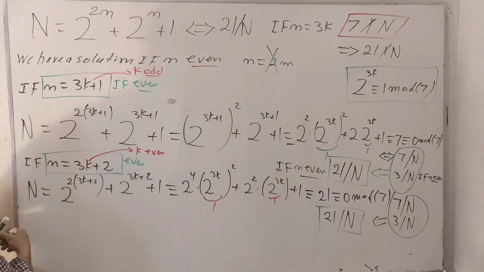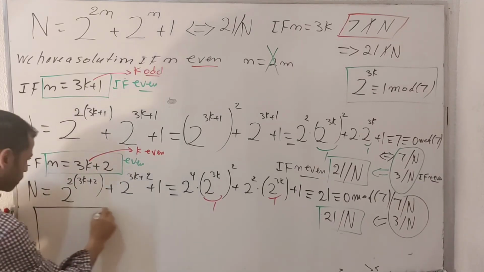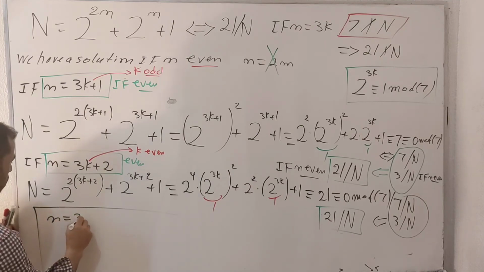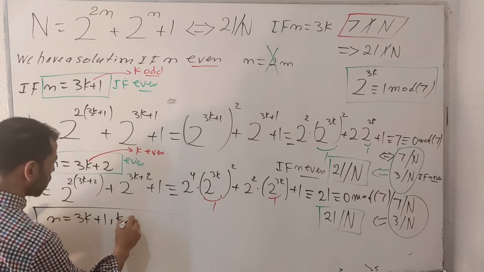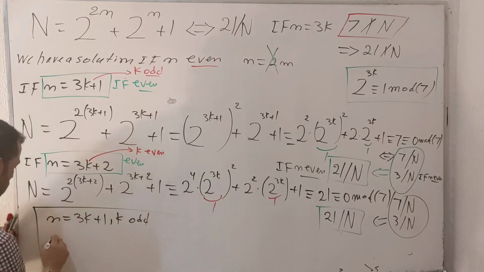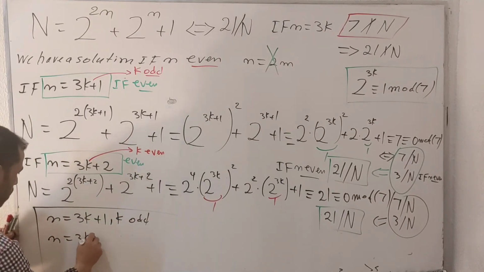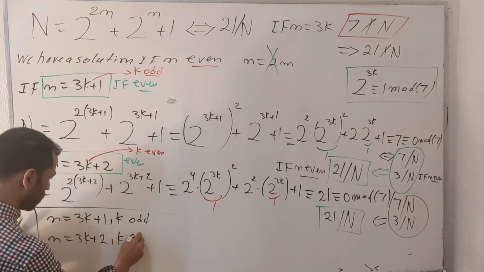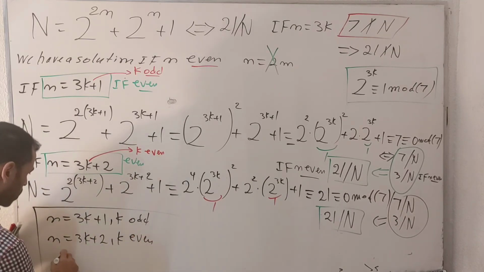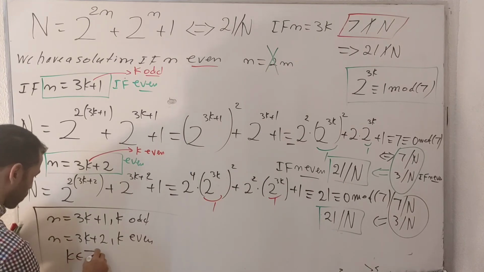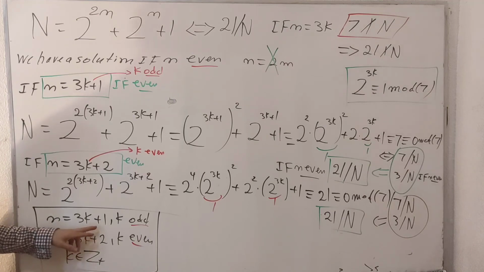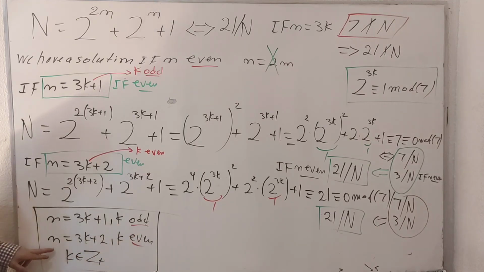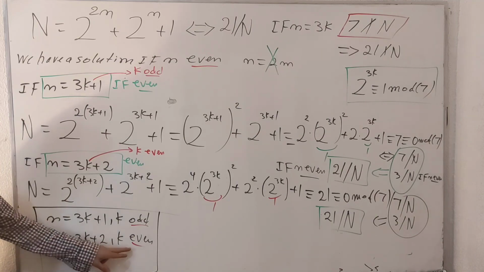So I'm going to summarize. We have two solutions. We have N equals 3k plus 1, where k must be odd, and N equals 3k plus 2, where k must be even, where k is some positive integer. We found two general solutions. We have N equals 3k plus 1 if k is odd, and also we have N equals 3k plus 2 if k is even.